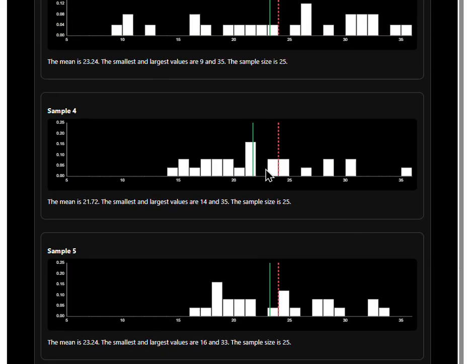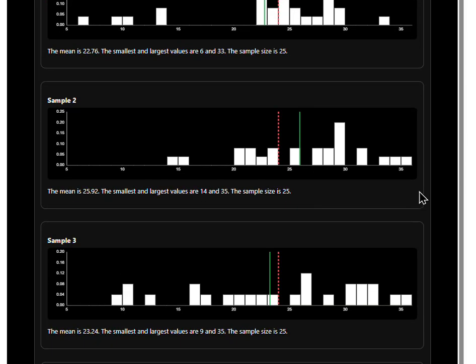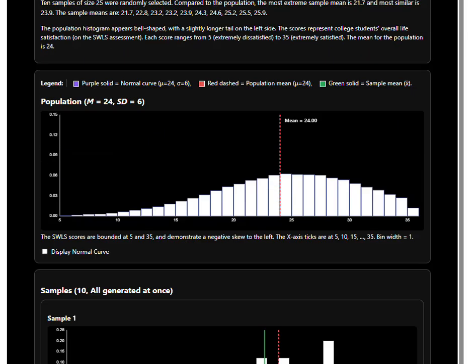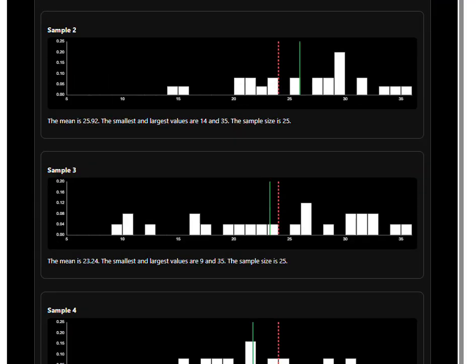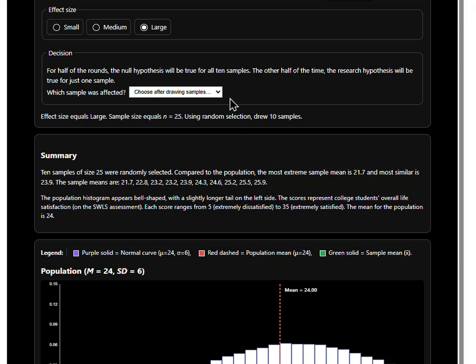This could be it. Population mean 24, sample mean 21.72. I'm just going to say that for now, just so we get some variety of responses and outcomes. So we picked, in this case, sample 4. Here we go.